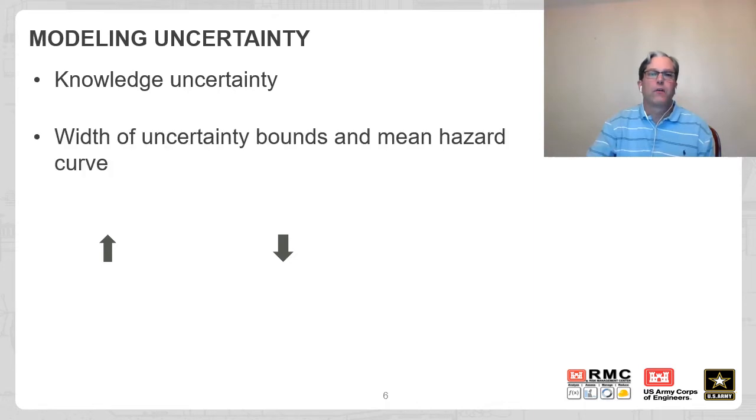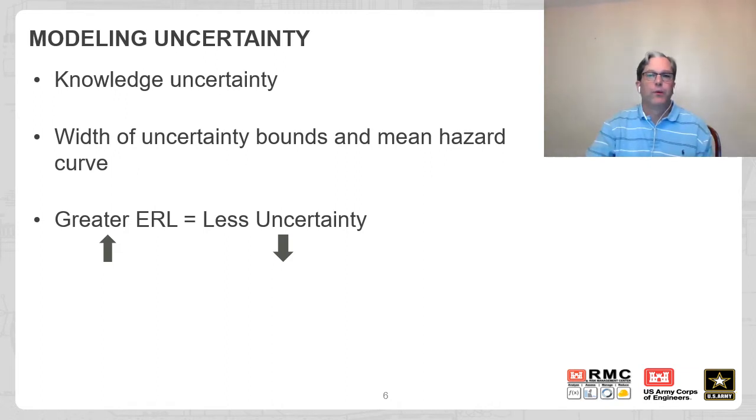The effective record length directly affects the width of the uncertainty bounds and also the expected or mean flow frequency curve in a flood hazard model like RMC RFA. The greater the effective record length is, the less the uncertainty will be that we have in our flow frequency curve.